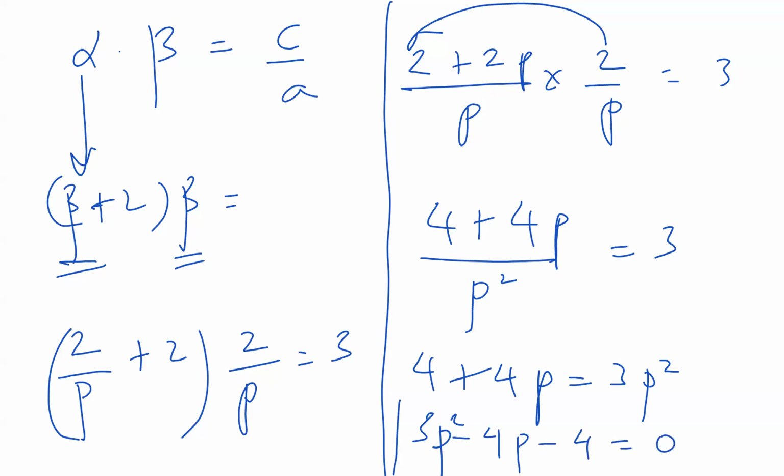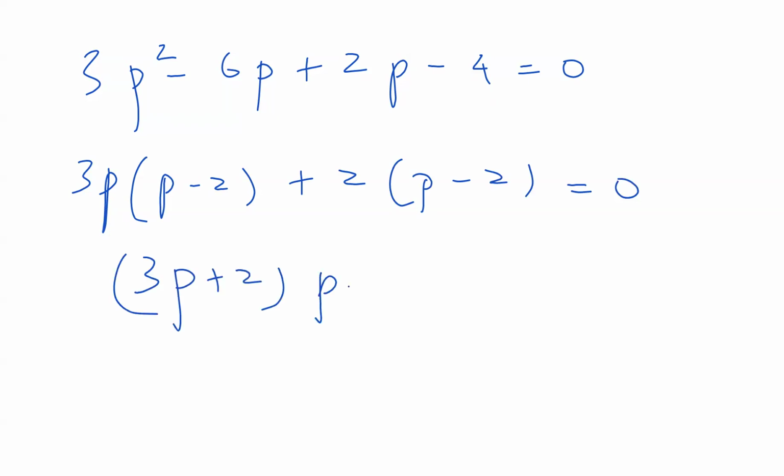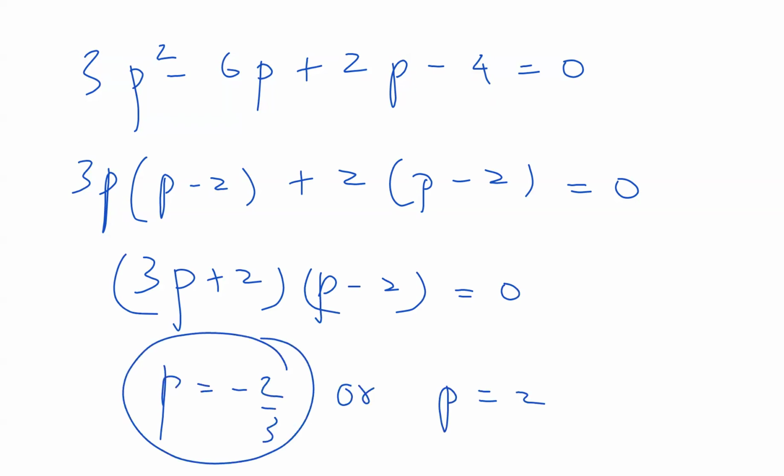So we have to factorize this. It is 3 into minus 4, that is minus 12. So minus 6 plus 2 in between. 3p square minus 6p plus 2p minus 4 is equal to 0. Take 3p common, p minus 2, 2p minus 2 is equal to 0. 3p plus 2, p minus 2 is equal to 0. So p is equal to minus 2 by 3, or p is equal to 2. So we got two different values of p.